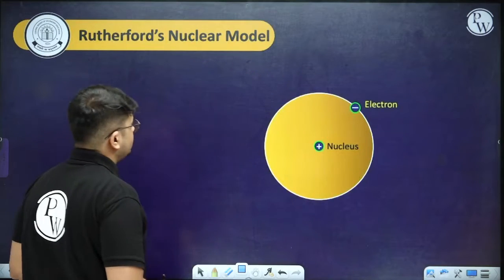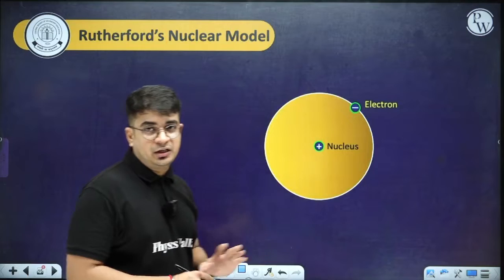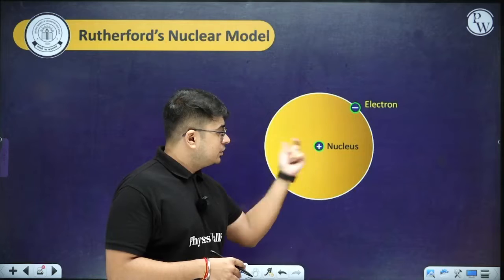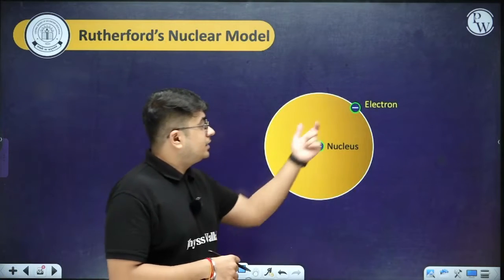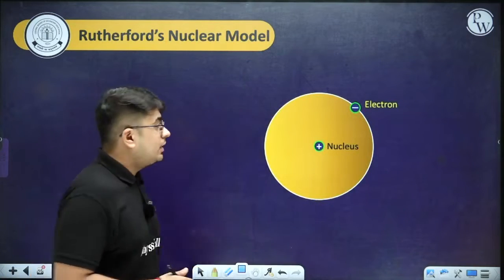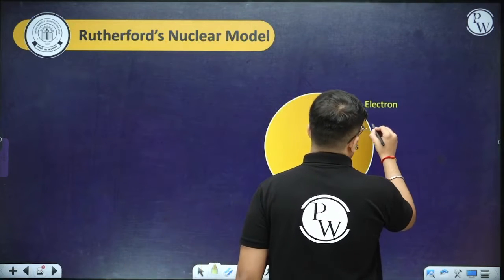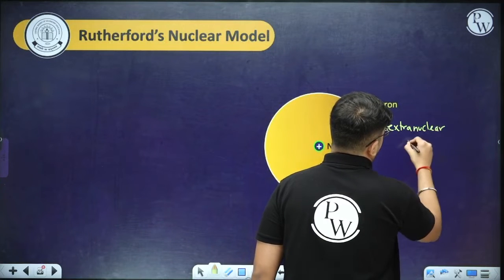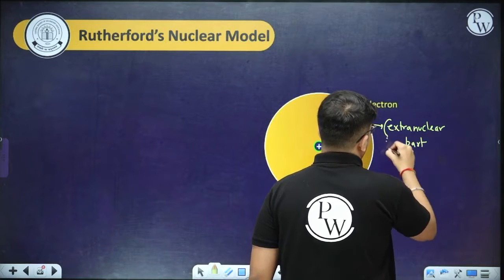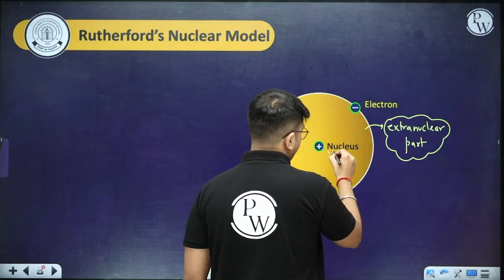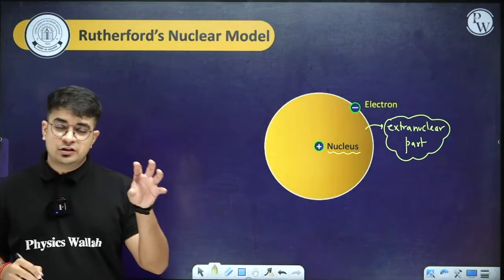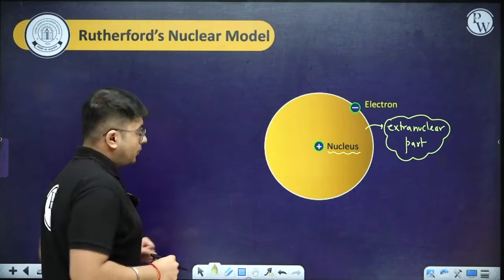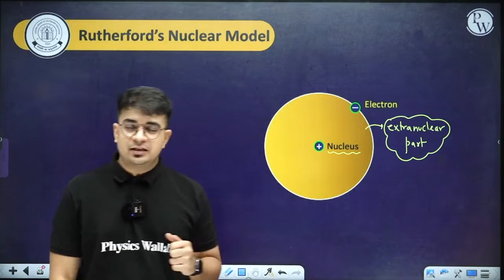Okay, now the next part. You can see this is the representation. Again, in this case the atom is considered as a spherical part in which the nucleus is present at the center and electrons are revolving around the nucleus in the extra nuclear part. This particular portion is the extra nuclear part where electrons are present, and this particular part is the nucleus where the entire positive charge is concentrated, as well as the mass of the entire atom, because the mass of an electron is very less in comparison to the protons.